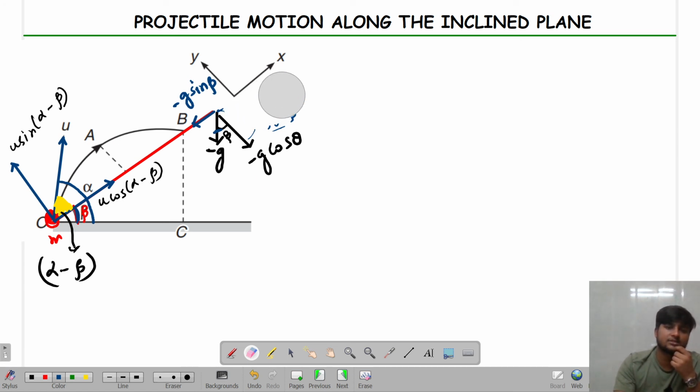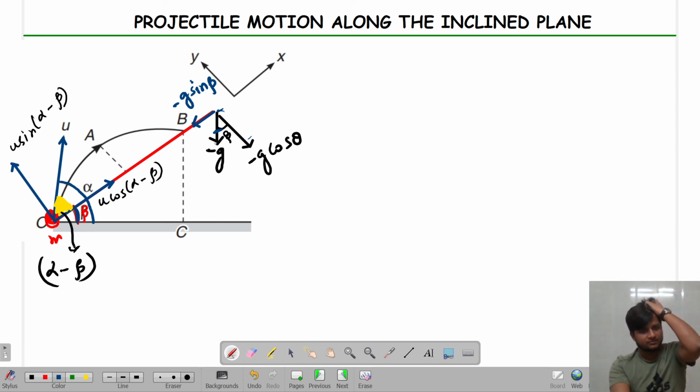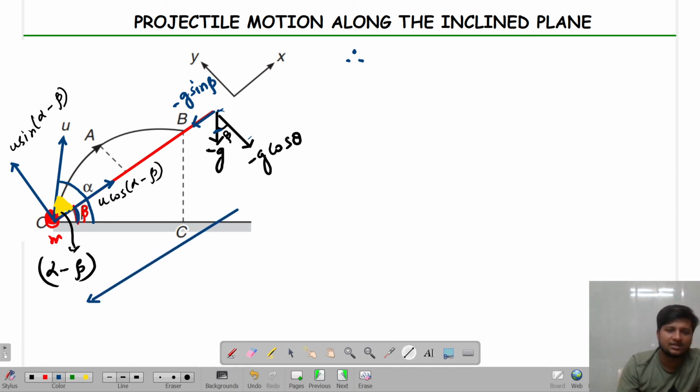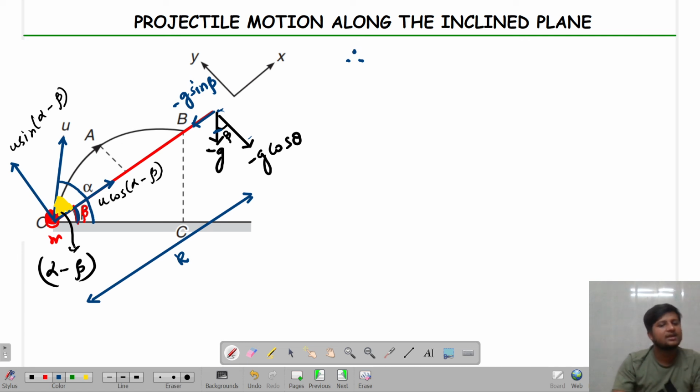Okay, I am erasing this. Okay, now look over here. If you have got these angles perfectly, now you can try to do the problem. So look over here. Let's suppose the particle, I'm considering that this horizontal range on the inclined plane be R. What I'm saying?